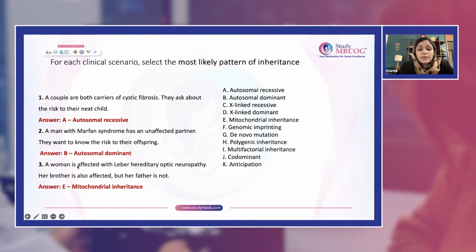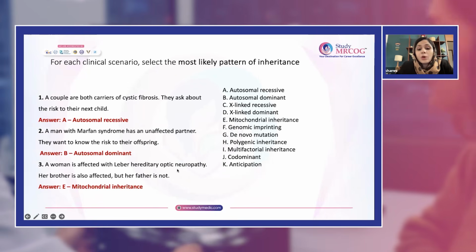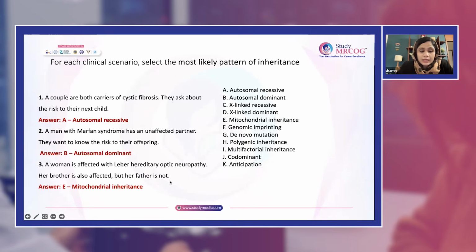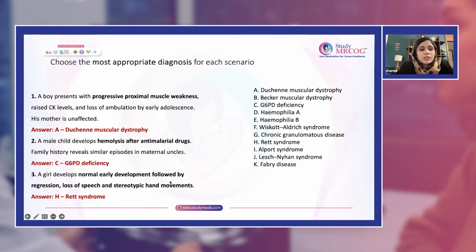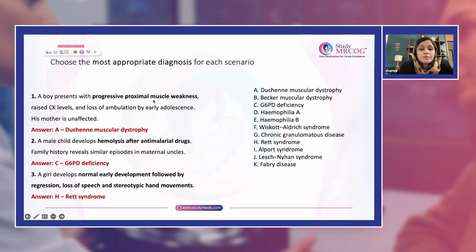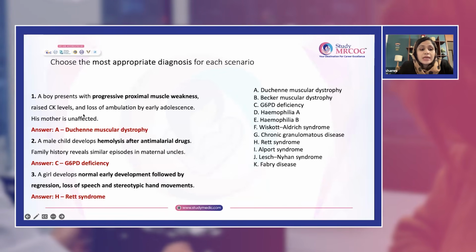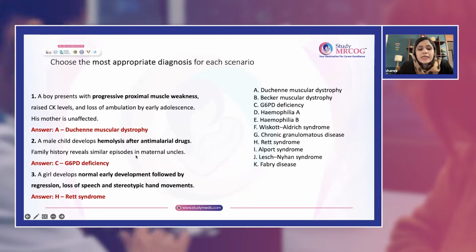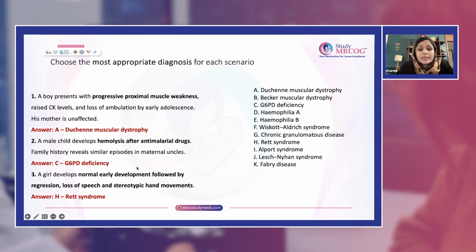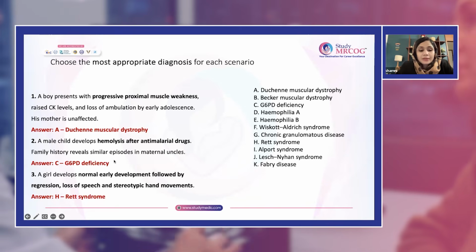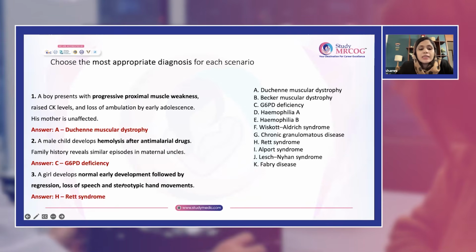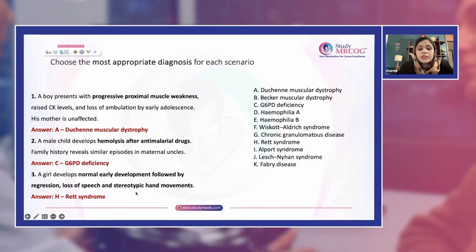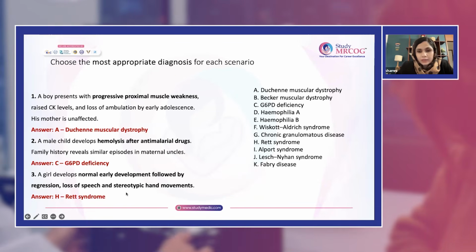Next question, a woman affected with Leber hereditary optic neuropathy. So it's a mitochondrial disease. So it is mitochondrial inheritance. Answer is E. Again, a boy presents with progressive proximal muscle weakness, raised CK, and loss of ambulation. So it is Duchenne muscular dystrophy. A male child developing hemolysis after anti-malarial drugs, definitely G6PD deficiency. Answer is C. And a girl develops normal early development followed by regression, loss of speech and stereotypic hand movements, typical of Rett syndrome.